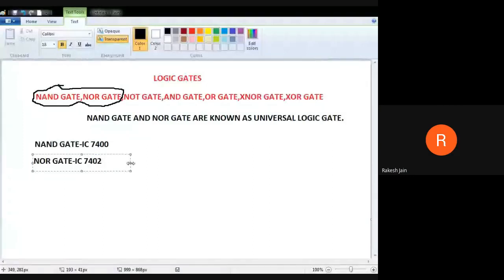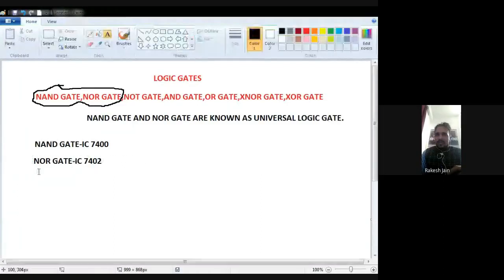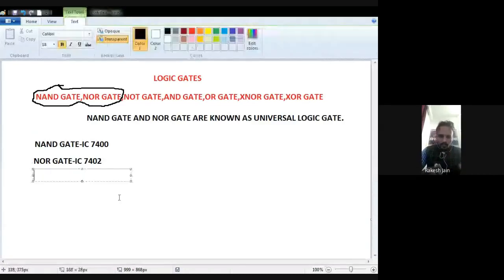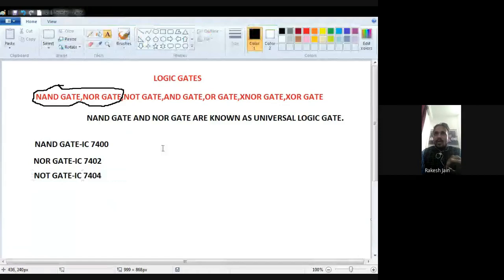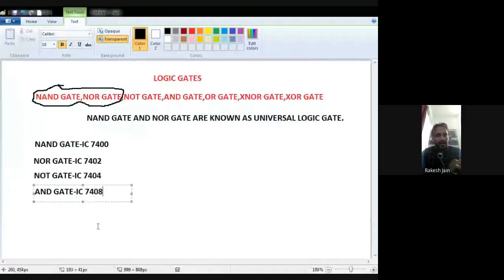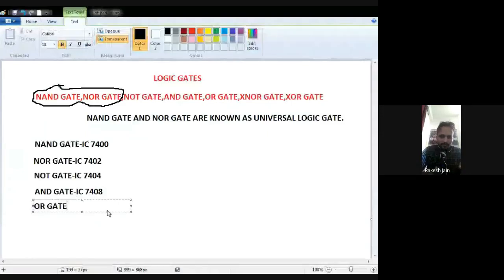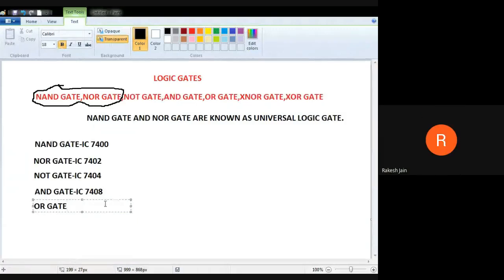So a frequently asked objective question is, for example, how many kinds of logic gates are there? Which one is known as universal logic gate? Then NAND gate and NOR gate are universal logic gates. Now one by one we will do each thing. First of all, let's suppose NAND gate. So what is the basic symbol? I am explaining you the full detail of each logic gate one by one. So which IC do you prefer when you go to the market? Which IC do you purchase for NAND gate? Then IC series 7400.